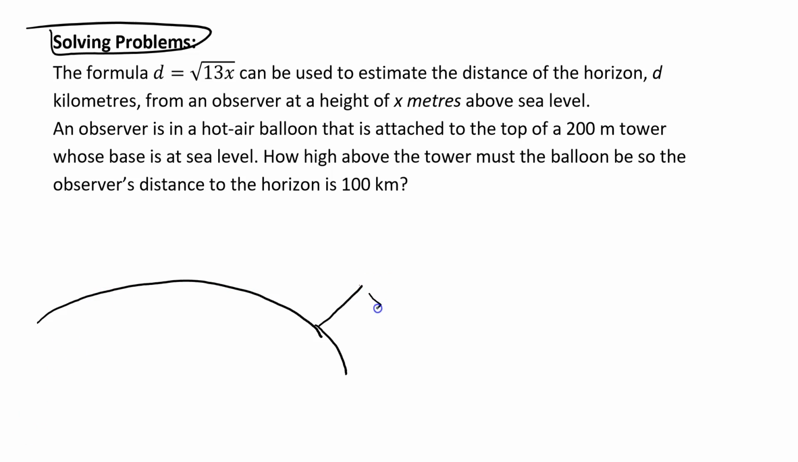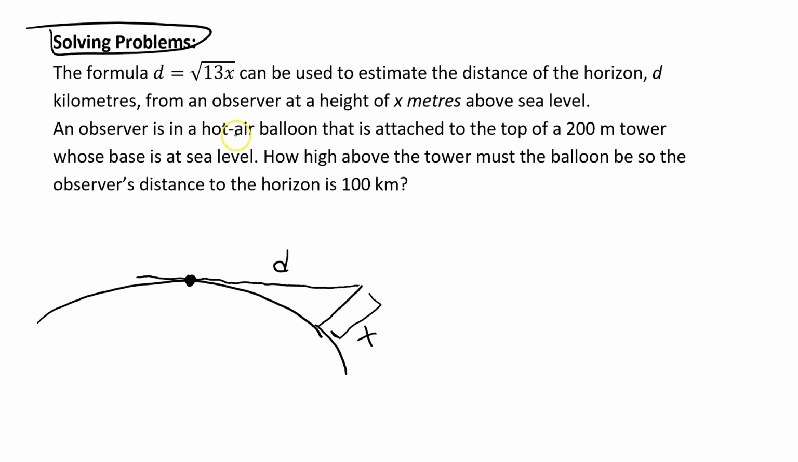Now my height is perpendicular to the Earth, whereas my sight line to the horizon is a tangent, meaning that it only touches the Earth once. So it touches at one point. It's not like a chord that splits through the Earth several times. It's just one point. So on this diagram right here, this is my x because it's the height above sea level, and this is the distance to the horizon. So this is my d.